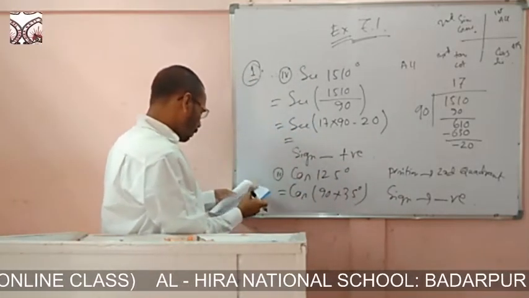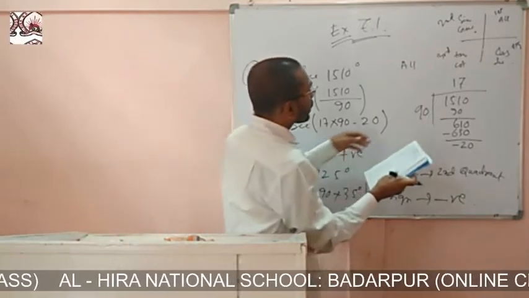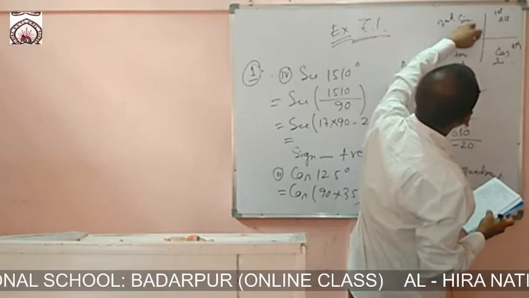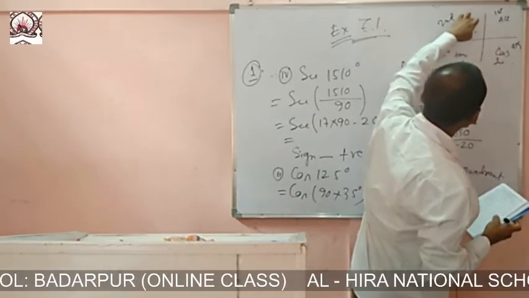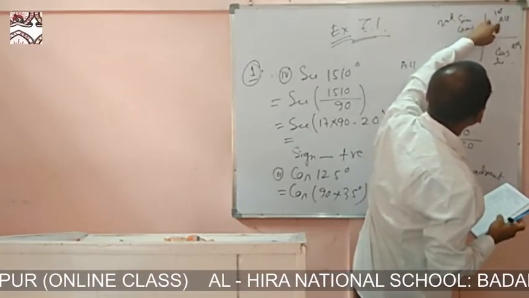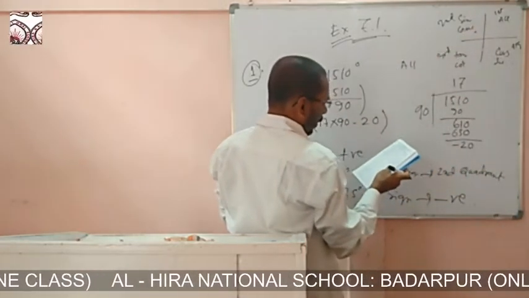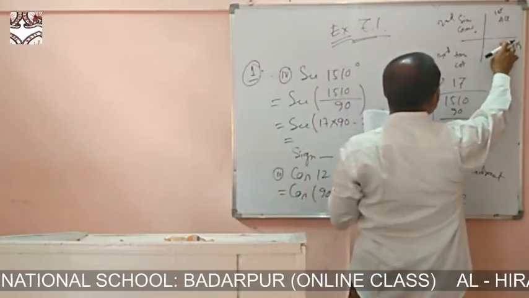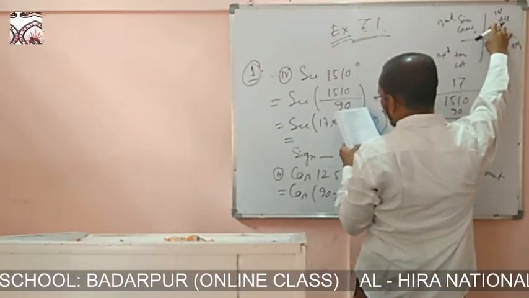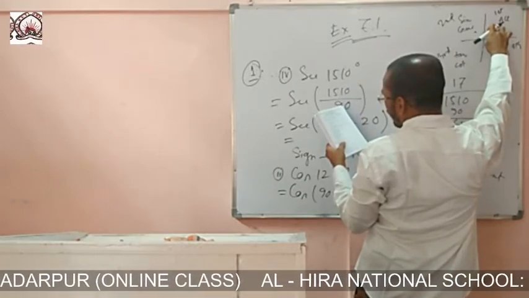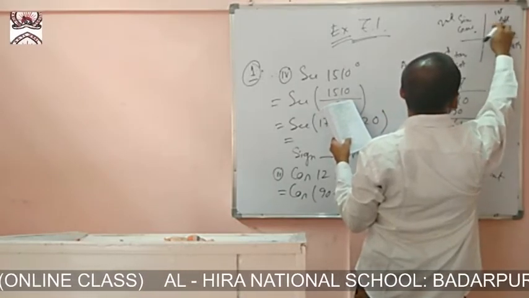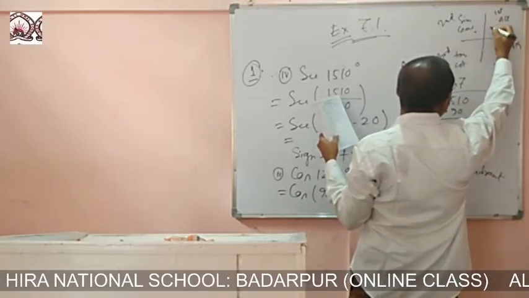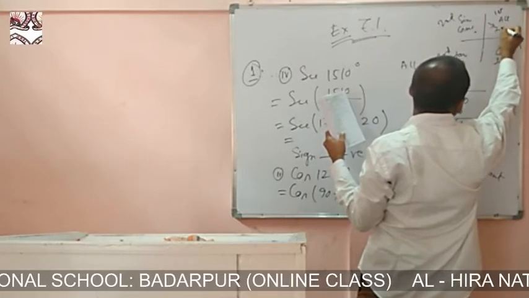So 17, this will be 16. If we rotate, then 1 goes down. So in 1 round, this will be 4. So after the fourth round, this will be 1600, and then this one will be 1700, and 1700 minus 20.